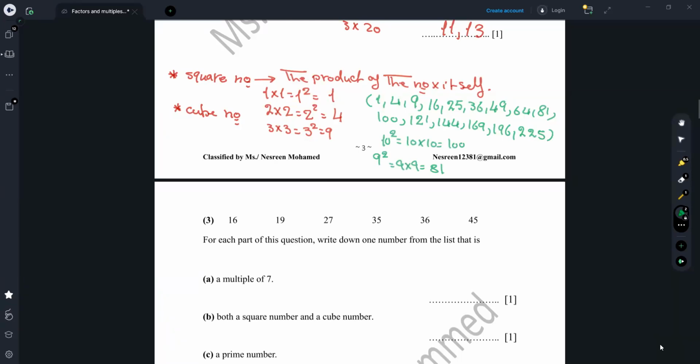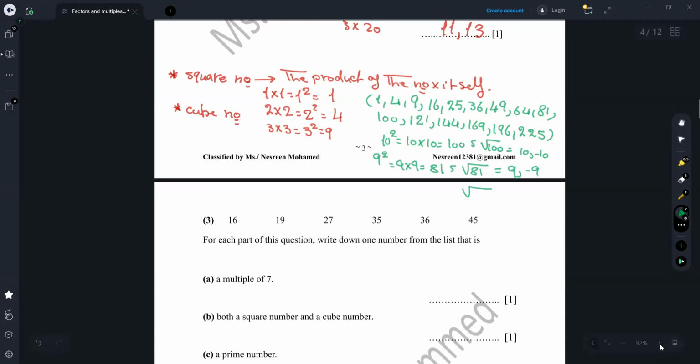What do we mean by the square root? The square root is the inverse operation of square number. So if I'm asking you, what is the square root of 100? You will say 10. What is the square root of 81? You will say 9. But here, 10 and negative 10. Here, 9 and negative 9.